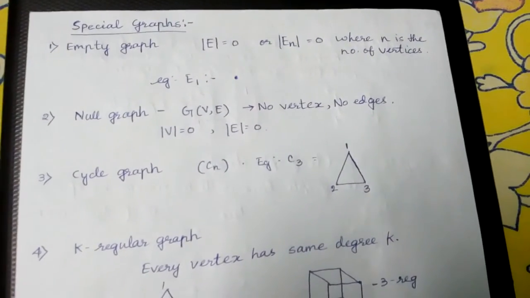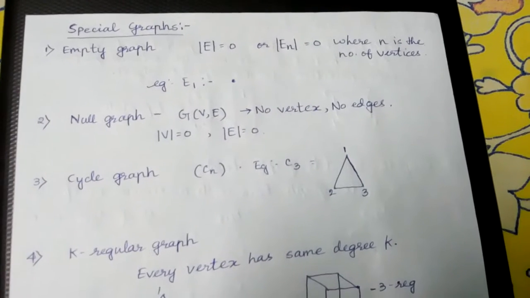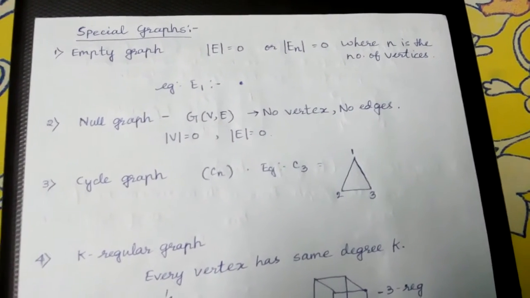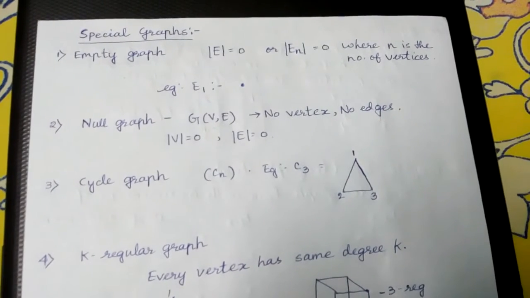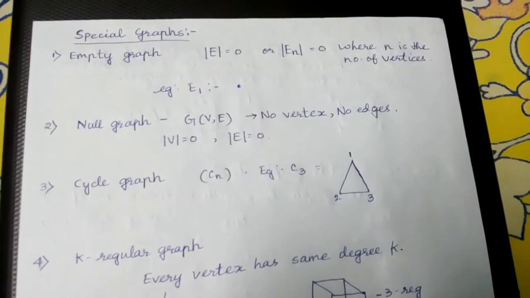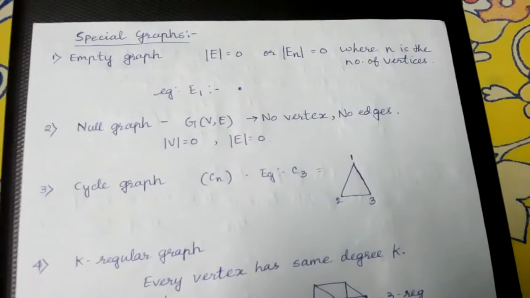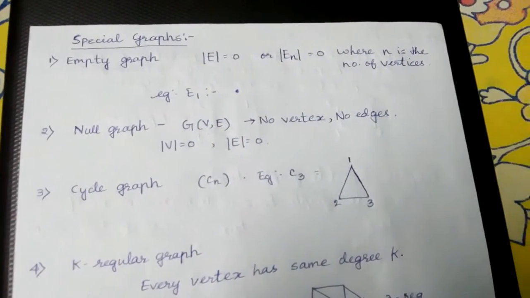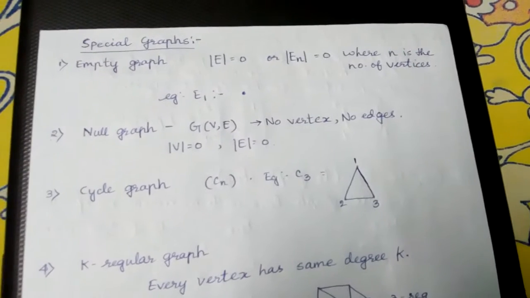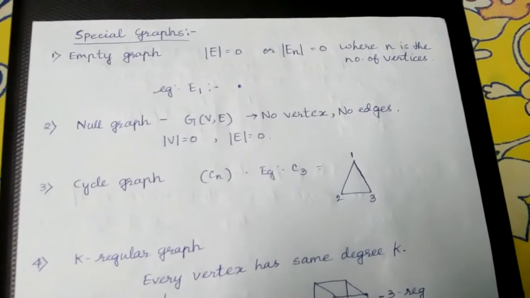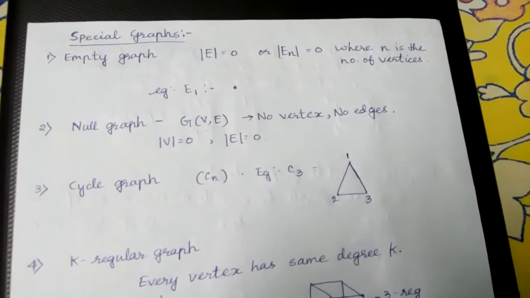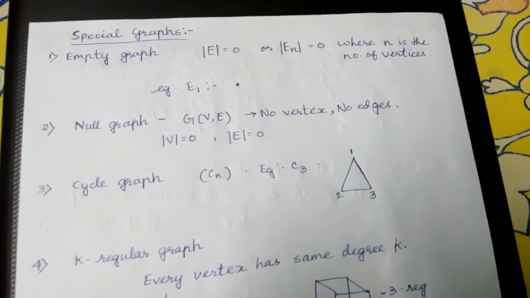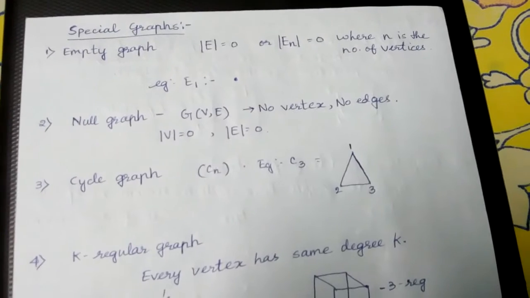Let us consider some special graphs now. Now, empty graph. What is an empty graph? Where the edge is 0. There is no edge, but there is a vertex. Like you can see in the example E1, there is a vertex dot. I don't know what that dot is, but there is no edge. So this is an empty graph. Now, second, null graph. Null graph has no vertex and no edges, but null graph exists. Null graph is taken for theoretical purposes, so it does exist, but we cannot visualize it.